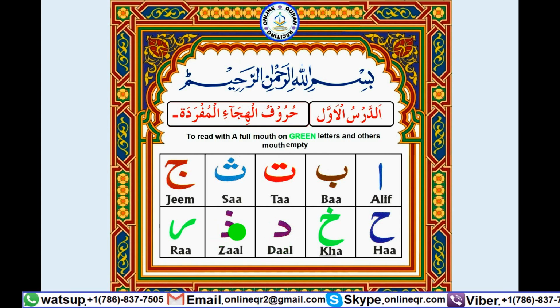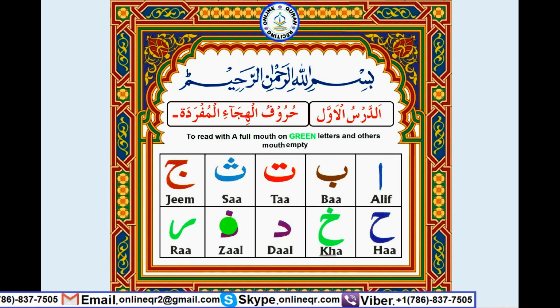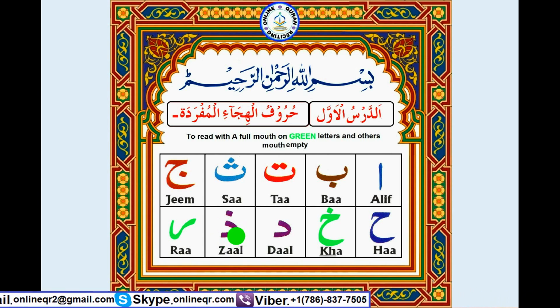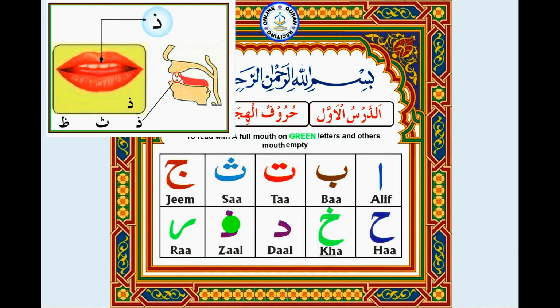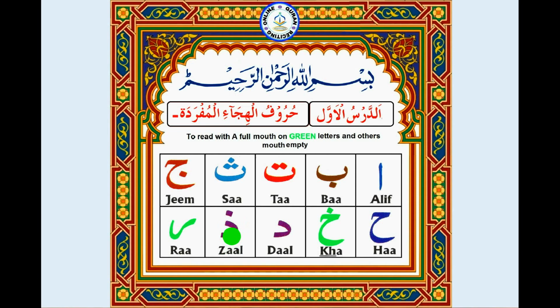This is Zal. Kindly read after me. Zal. Zal comes from tip of the tongue touches the edge of upper front teeth. To pronounce Zal. Zal.